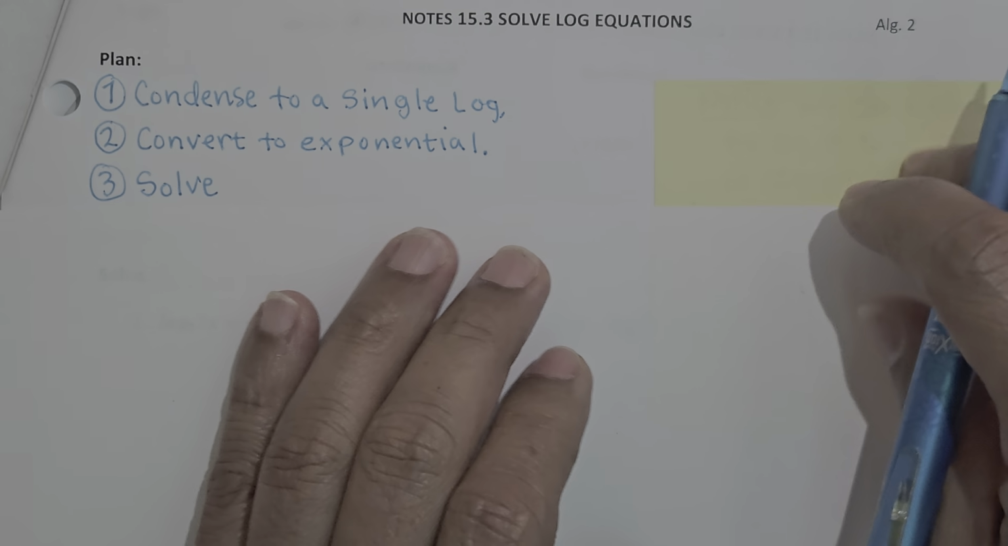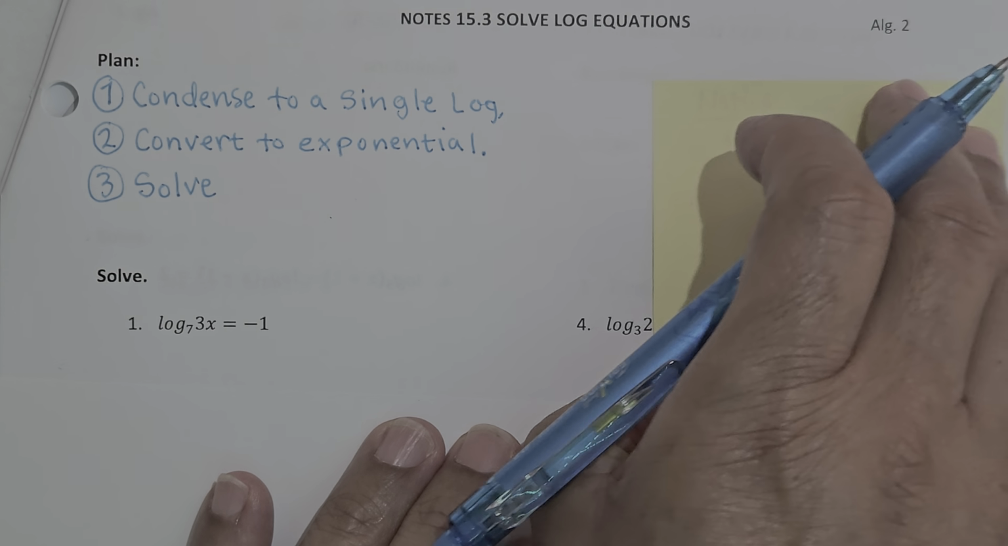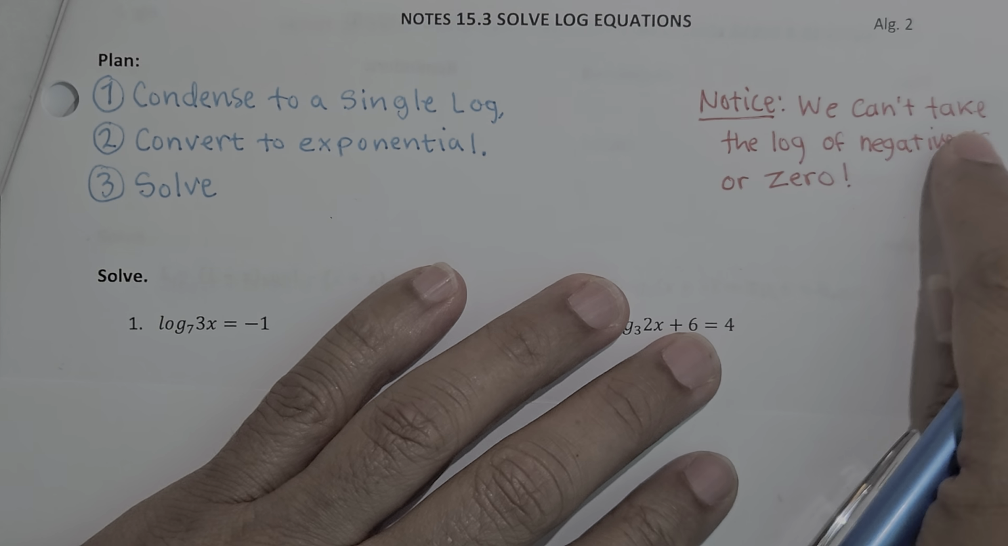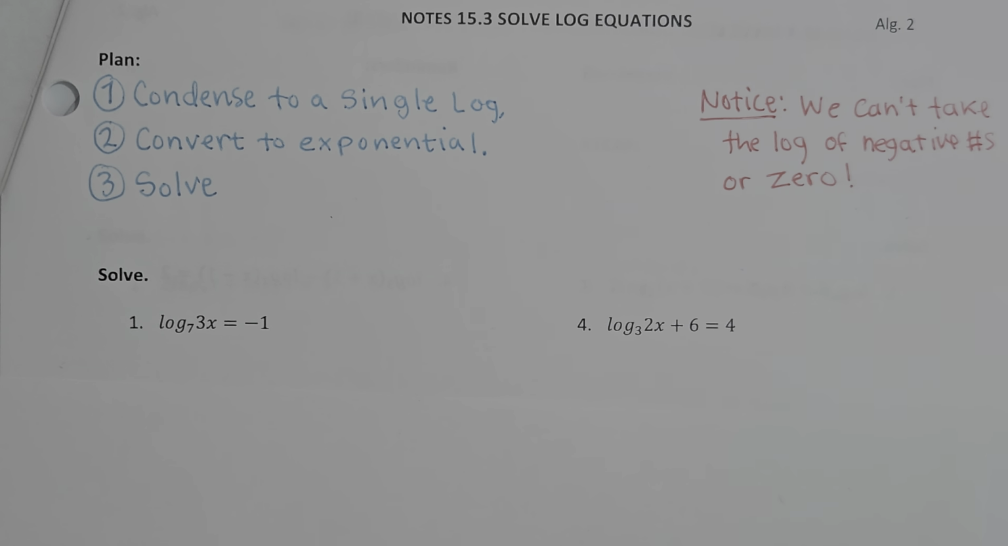But before I go over the examples, let me just remind you, based on when we graphed log functions, we can't take the log of a negative number nor zero because they're not in the domain of logs. Okay, and if you don't remember this, you have the notes that were provided to you in class.